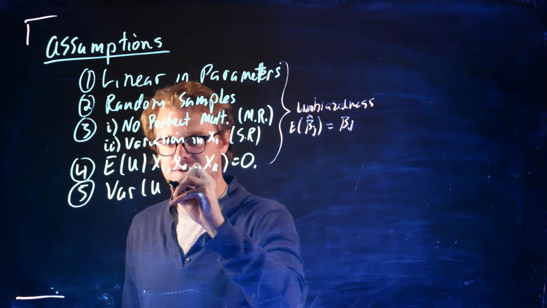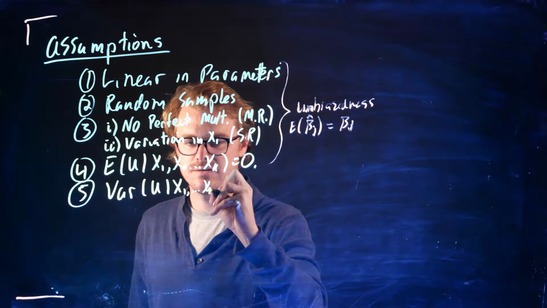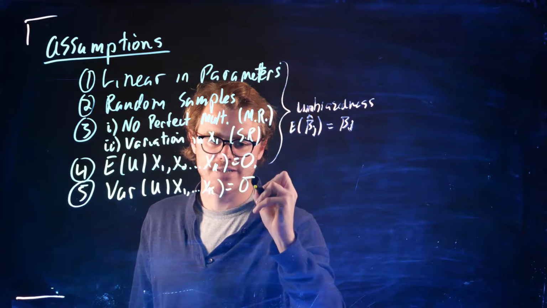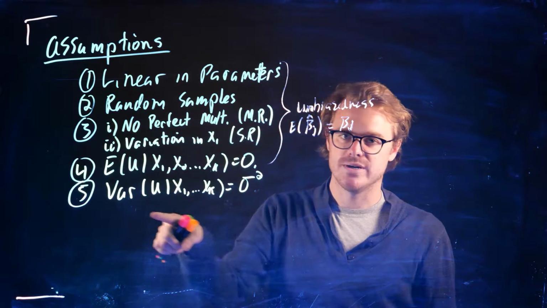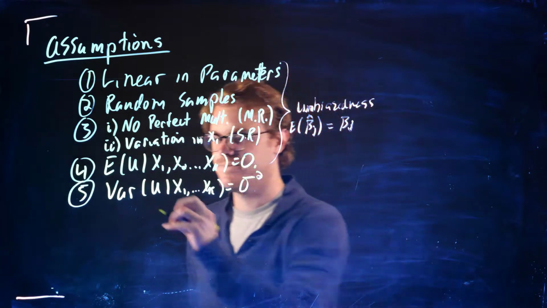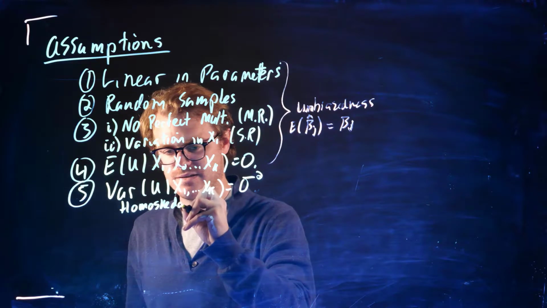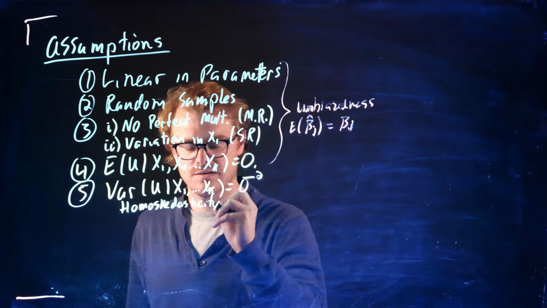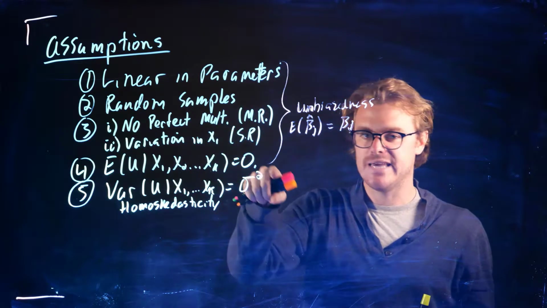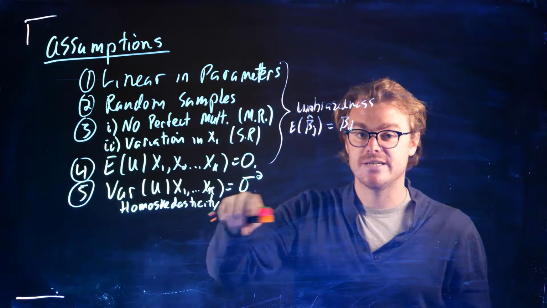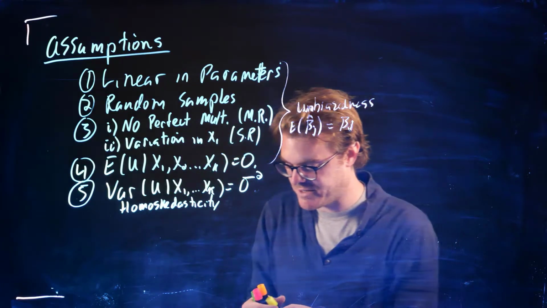Remember, we made an assumption that the variance of u given all the x's was constant, and it was equal to sigma squared. So remember, this was homoscedasticity. And remember, these first four plus this fifth one gave us the assumptions needed for the Gauss-Markov theorem, that we got the best linear unbiased estimators.